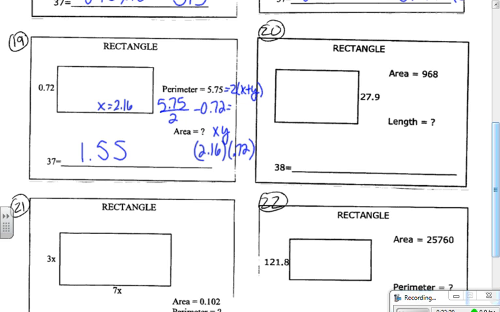Okay, number 20, we have the area and we want to find our length. So this one's pretty simple. It's just our base times height, or length times width. We have our number 27.9 that we already know, and whenever you do that division, we end up with our other side, 3.47 times 10 to the first, which is the same as 34.7.